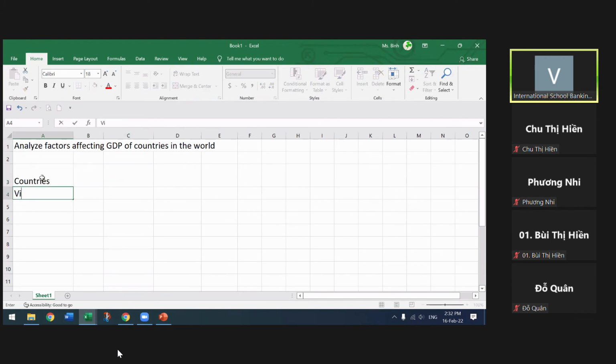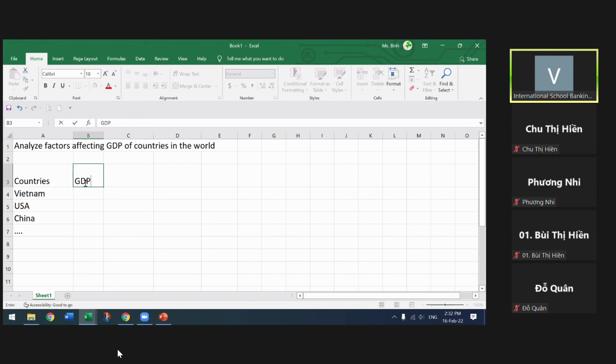So we have all the countries in the world, or most of the countries in the world, USA, China, and so on, many countries. So, factors affecting GDP of countries in the world. The dependent variable must be the GDP of the countries. Now, here at the beginning of the year 2022, right?